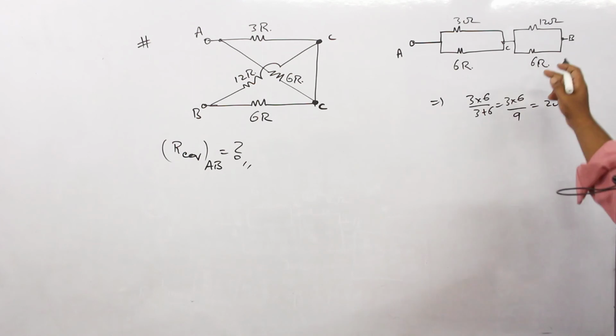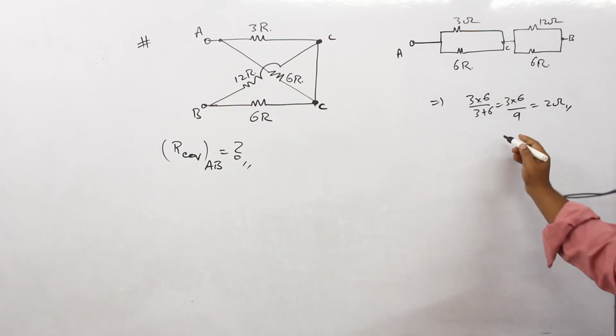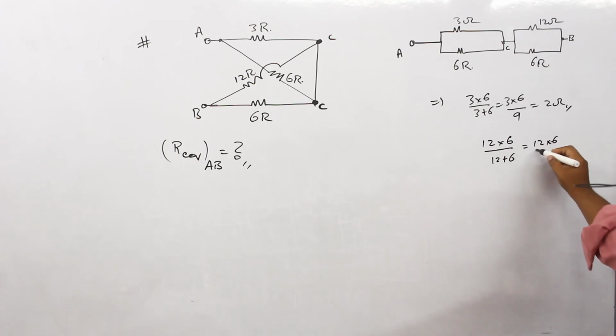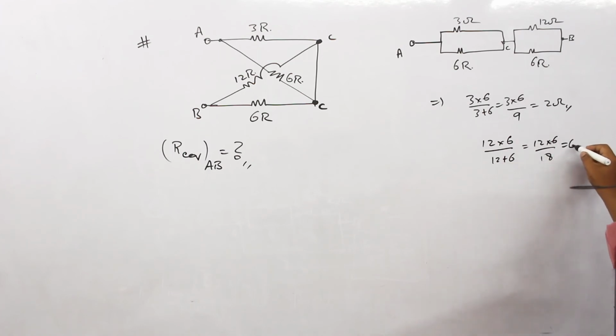Clear? Similarly, 12R and 6R are again connected in parallel connection. So 12 into 6 divided by 12 plus 6. So 12 into 6 divided by 18. 6 ones are 6, 6 threes are 18. So 4 ohms is the equivalent resistance.